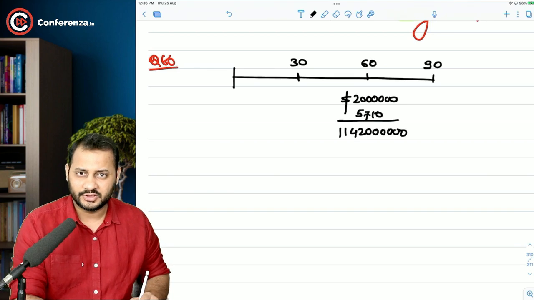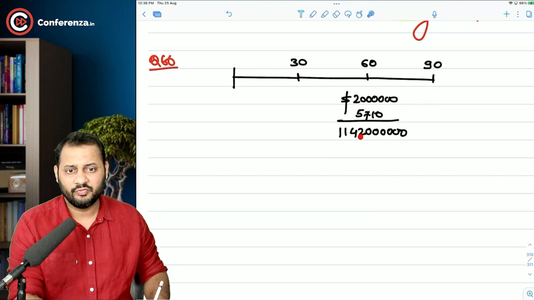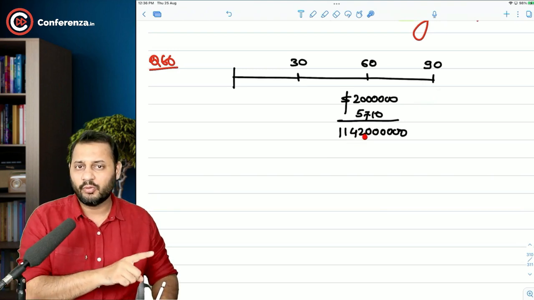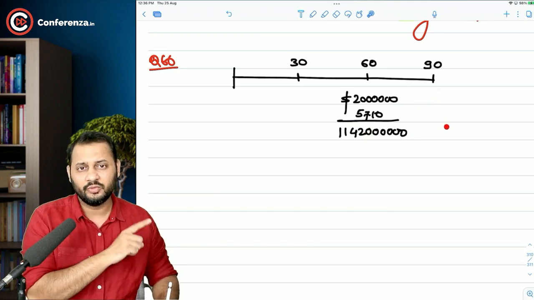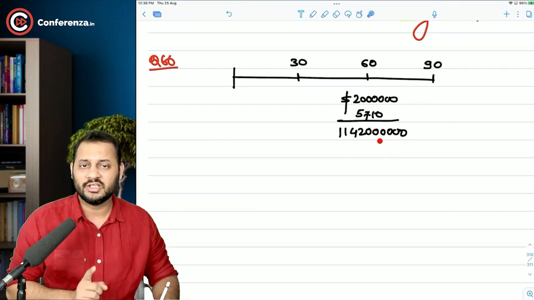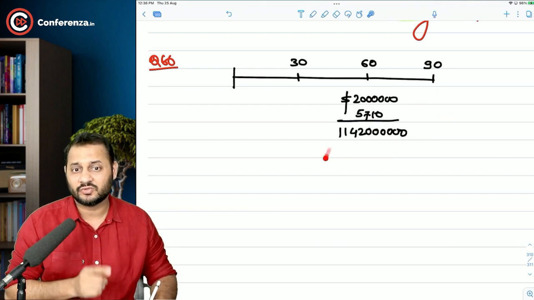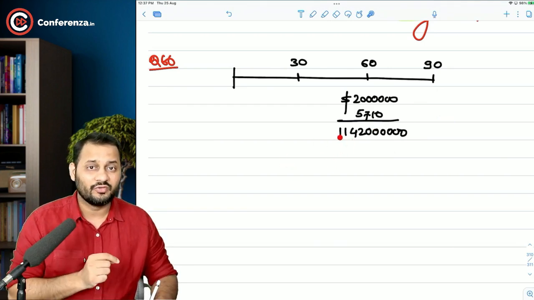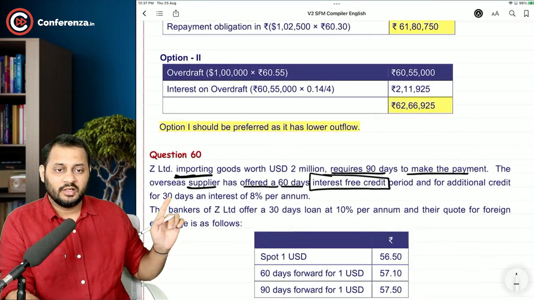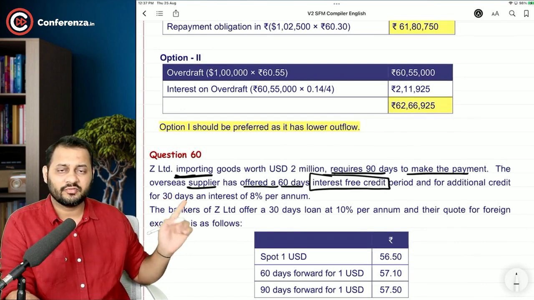Obviously, we will compare both the options at the end of 90 days. So we will consider that either we are going to borrow this for 1 month and take it to the end of the 90 days, or we are losing an opportunity cost for 1 month. In both cases, 1 month interest has to be added before calculating the cash outflow. This is the outflow. So what is the rupee interest rate? And for additional credit of 30 days, an interest of 8% per annum.